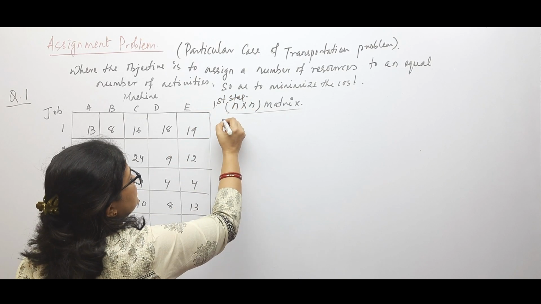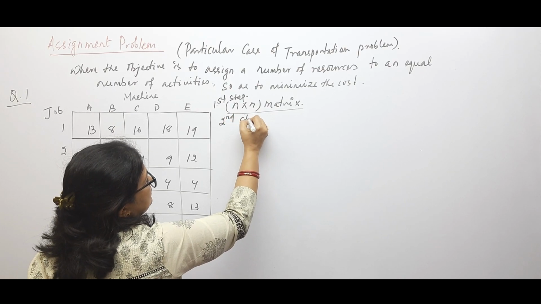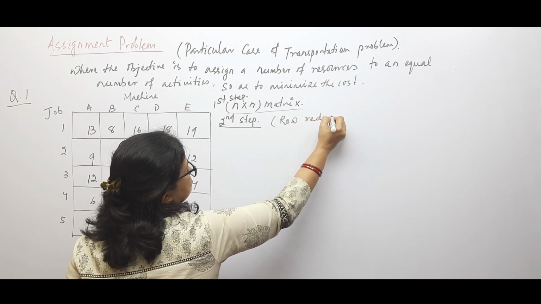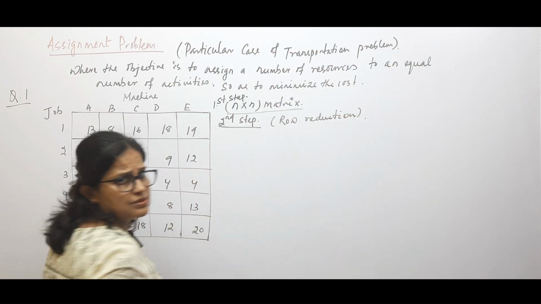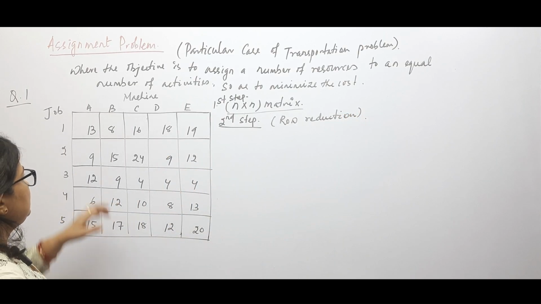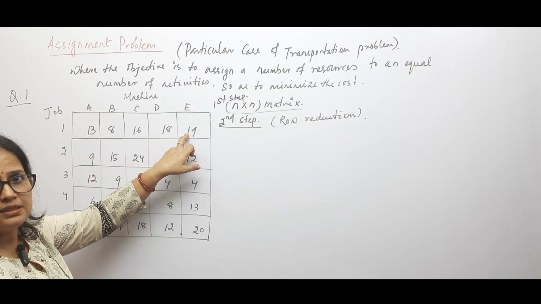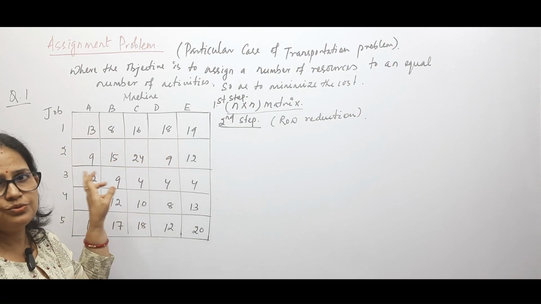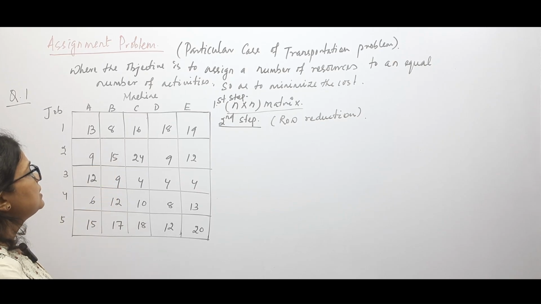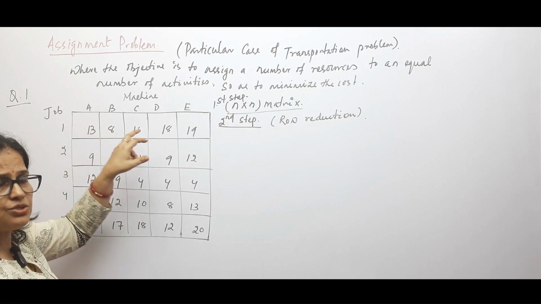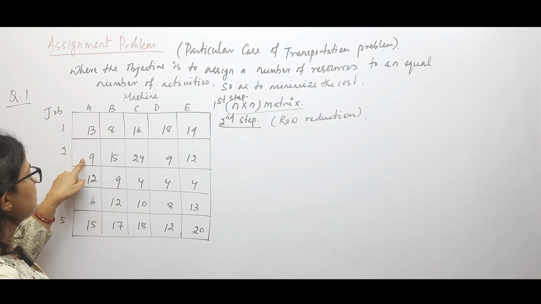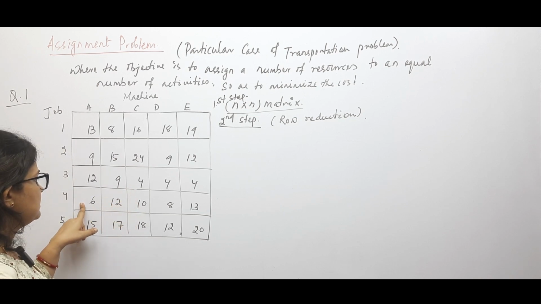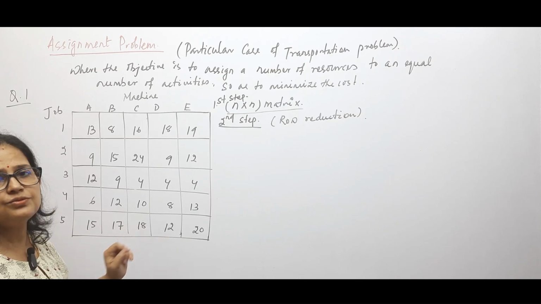The second step is row reduction. How are we going to reduce the row? We have to see the smallest number, or the least cost, in each row. If we see the least cost in each row, here it is 8. In this case, it is 9. In this case, it is 4. In this case, it is 6. And in this case, it is 12.